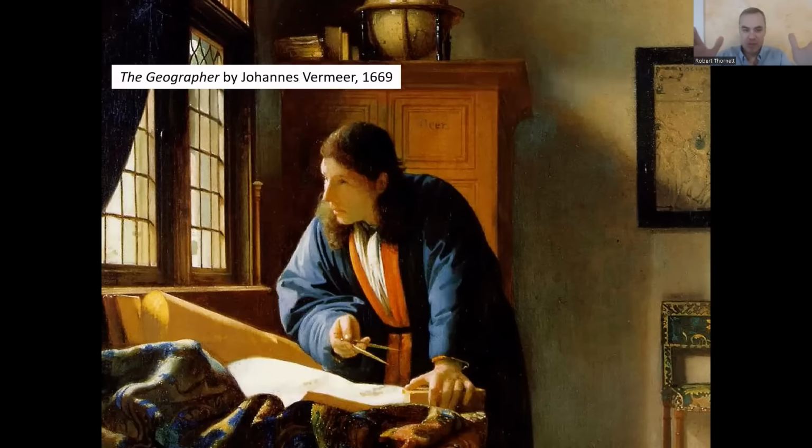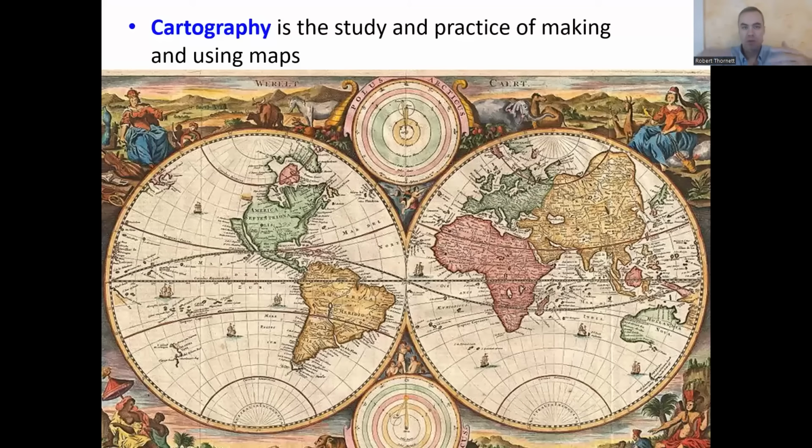So in this picture, you see a famous painting by Johannes Vermeer from the Dutch Golden Age called the Geographer, where you see a guy looking out the window and he's got a map in front of him. He's making maps. At this time, the Dutch were going around the world, establishing an empire, and they were very, very good at sailing, and many of the best cartographers at that time were Dutch.